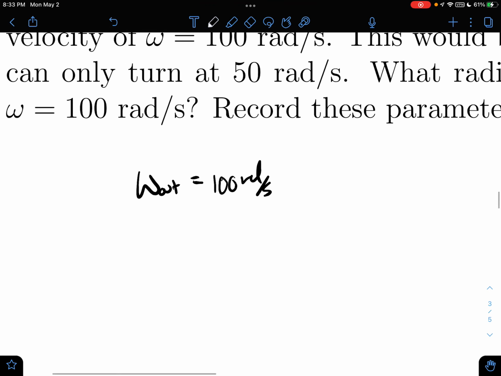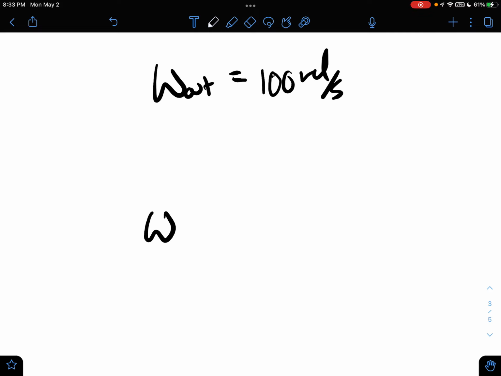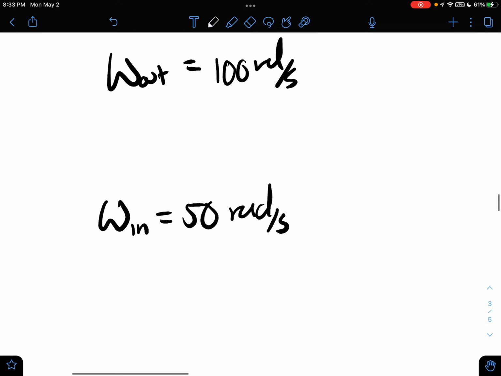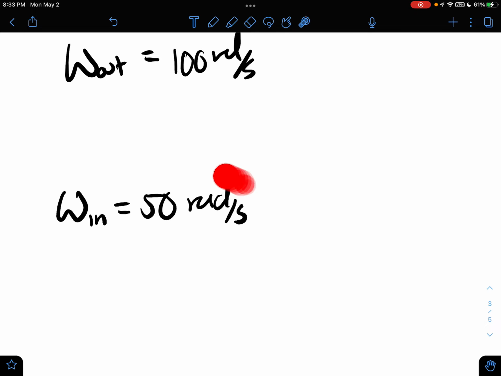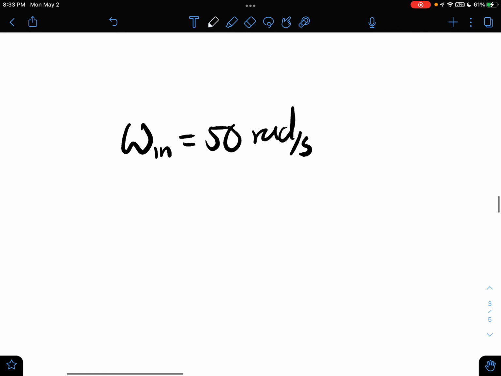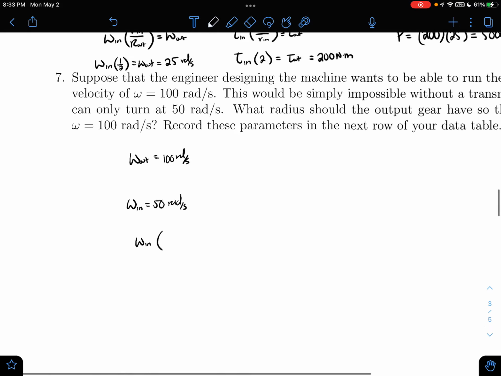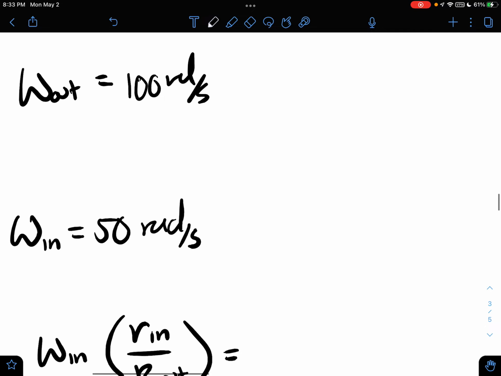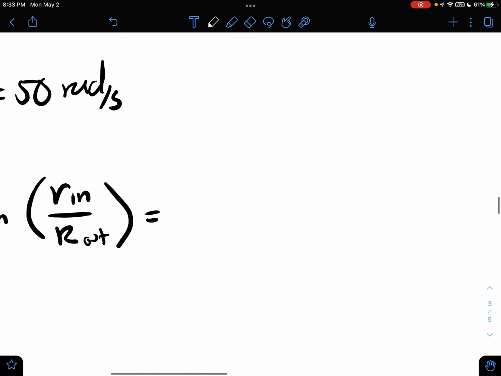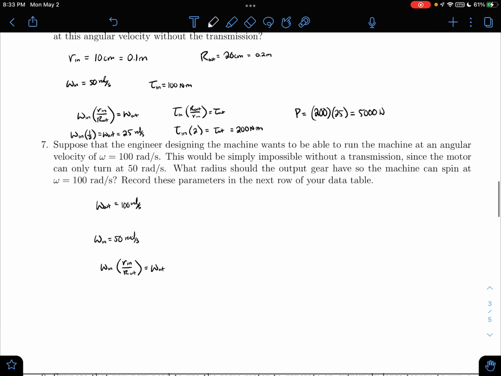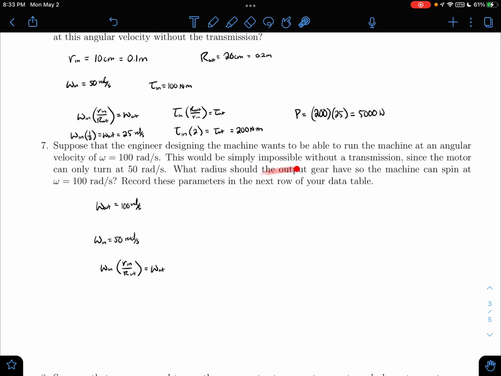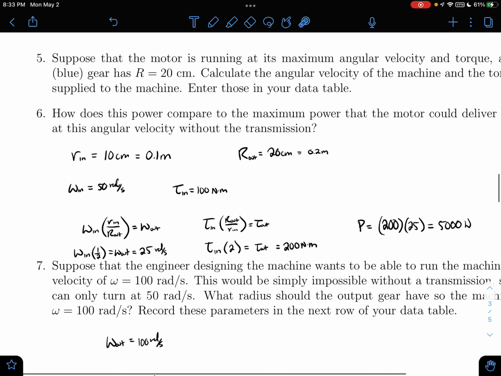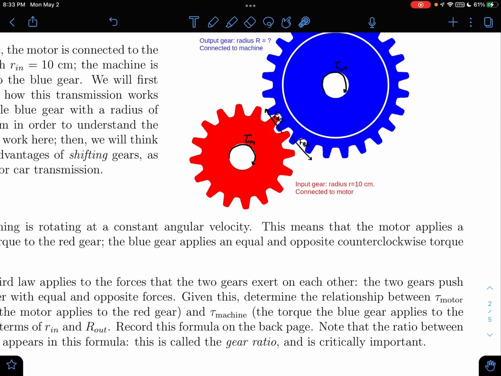So let's figure this out. If we say that our omega in is going to be 50 radians per second, we want to be running at that max power, at that maximum omega. So we know that omega in times R in over R out has to equal our omega out. We're trying to find the radius of the output gear. We already know the radius of the input gear. That was staying stationary from before.